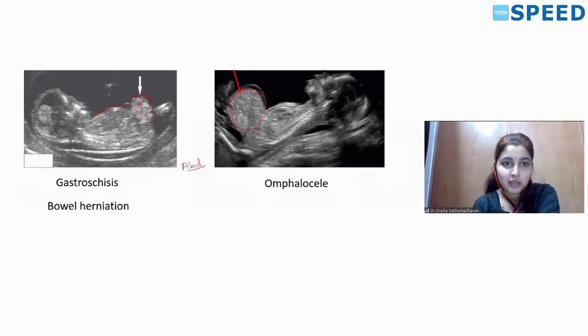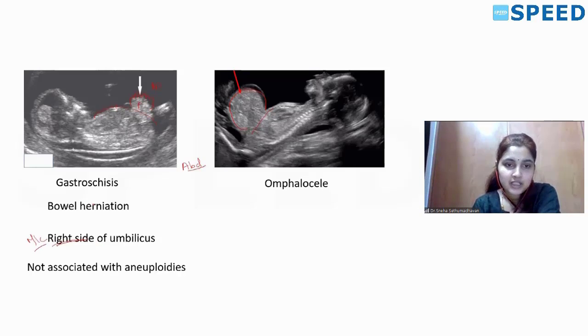In gastroschisis, there's bowel herniation into the amniotic fluid, which is not covered by any structure. There is no peritoneum or anything else that covers. So because of that, there is an irregular outline because the bowel is freely floating in the amniotic fluid. And it is usually seen arising from the right side of the umbilicus. The herniation is from the right side of the umbilicus most commonly. All right. And usually this has a good prognosis.